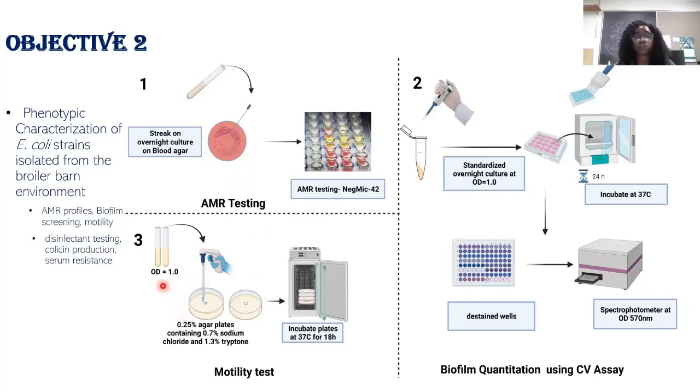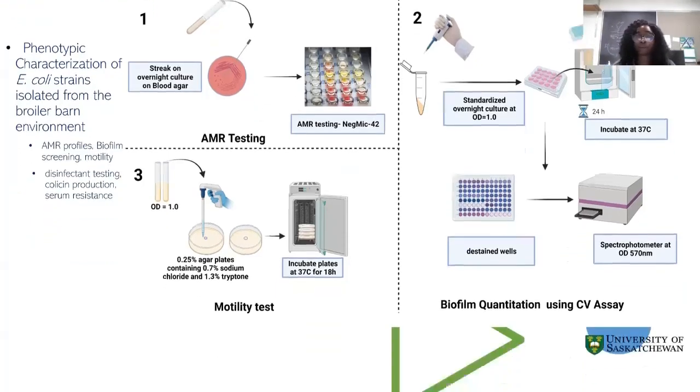How we did this was we grew these isolates in LB broth overnight, and then we spot them. We standardize the culture at 1.0, and then we spot them on soft agar, and then incubate at 37 degrees Celsius for 18 hours. Then after the 18 hours, we view the rings to see their ability to move or migrate from the spot where they were inoculated to further paths.